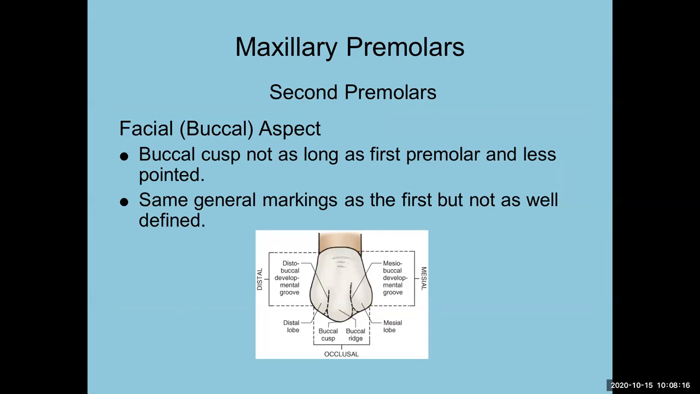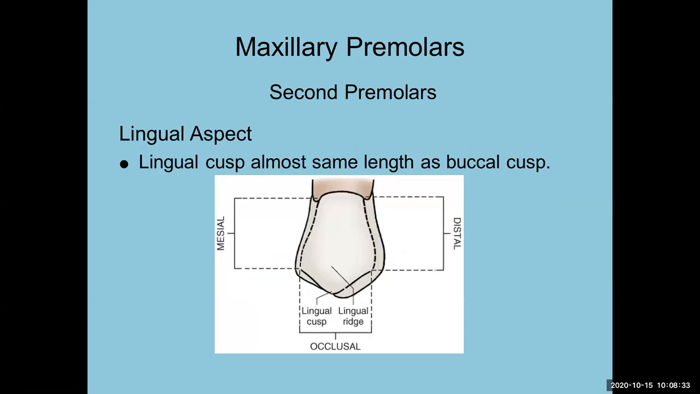For the second premolars, the buccal cusp is not as long as it is on the first premolar. Our teeth are getting shorter. The crowns are getting shorter. They're less pointed. They have the same general markings, but not as well defined. The lingual cusp is almost the same length as the buccal cusp. Remember, on the maxillary first premolar, the lingual cusp is a little bit shorter. And this is showing you that the lingual cusp is off center just a little bit.